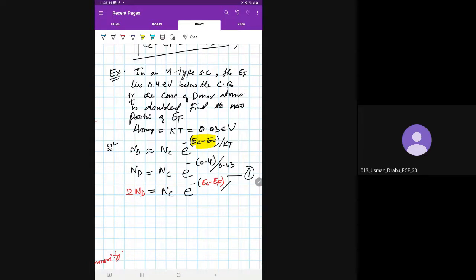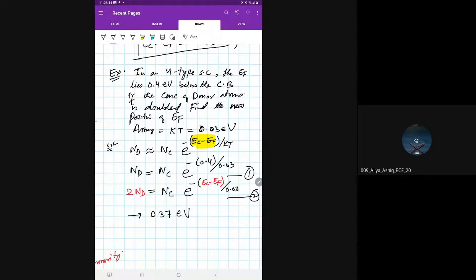by KT, which is 0.03. So there are two equations and you can calculate now. Please divide them suitably and calculate what is EC minus EF. So dividing, 0.37 electron volt. 0.37 electron volt is the first answer. What is the next answer we will have?